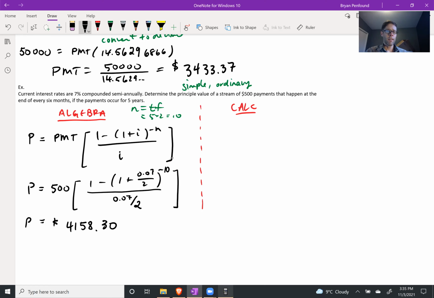Okay, let's see, I have 10 payments, $500. So yeah, shy of 5,000. This seems like a reasonable final answer, but let me know what you guys get. Let me know if you can verify my calculation.